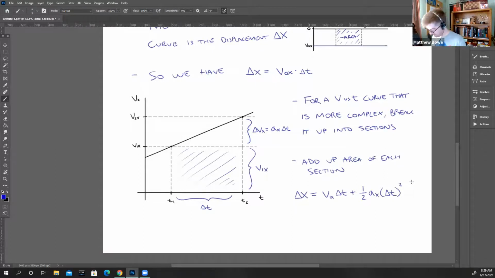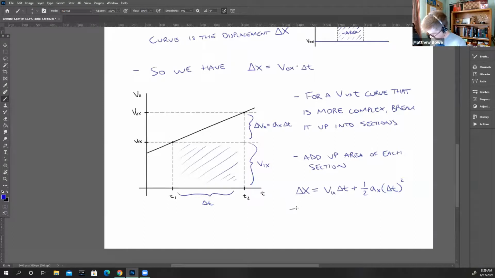Okay. And it's delta t squared because there's delta t on the base times height. 1/2 base times height. And we could clean this up a bit if we set t1 equal to 0. Usually when you do an experiment, you start the experiment, you start the timer, and it starts at 0 automatically. So we're going to set t1 equal to 0, and we're going to set t2 just equal to t.